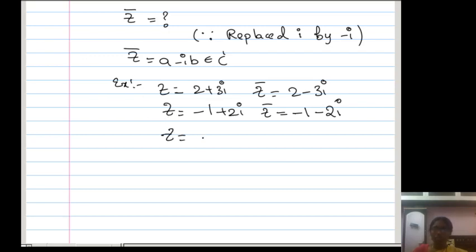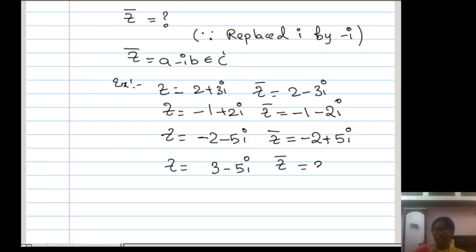Let me write one more example. For example, minus 2 minus 5I, then Z bar is what? Tell me. Minus 2 keep as it is, only replace I by minus I. Already minus is there, minus into minus is plus. So plus 5I. Now suppose Z is equal to 3 minus 5I. What is Z bar? 3 plus 5I, which means replace I by minus I, minus into minus is plus. I think everybody understands by these examples.